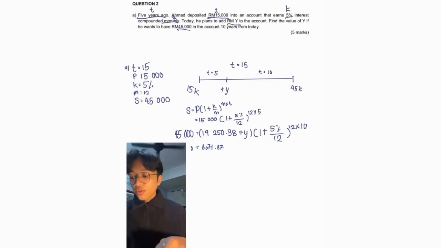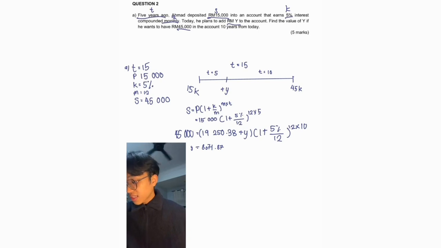Hi guys, I will do question number 2, question A first. 5 years ago, Ahmad deposited RM50,000 into an account that earned 5% interest compounded monthly. Today, he plans to add RM Y to the account. Find the value of Y if he wants to have RM45,000 in the account 10 years from today.